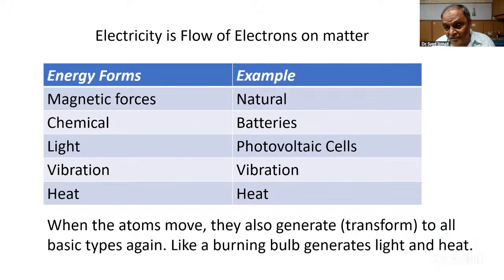By magnetic forces. If you bring a magnet, that will move the electron. This is natural, okay? Chemical: you make a chemical reaction, it will move electrons from one place to another, and batteries are an example. You give a light, that will move the electron, and that is photovoltaic cells. You make vibration, that will move them also. The vibration energy itself will move the electrons, like, for example, the piezo sensors we have.